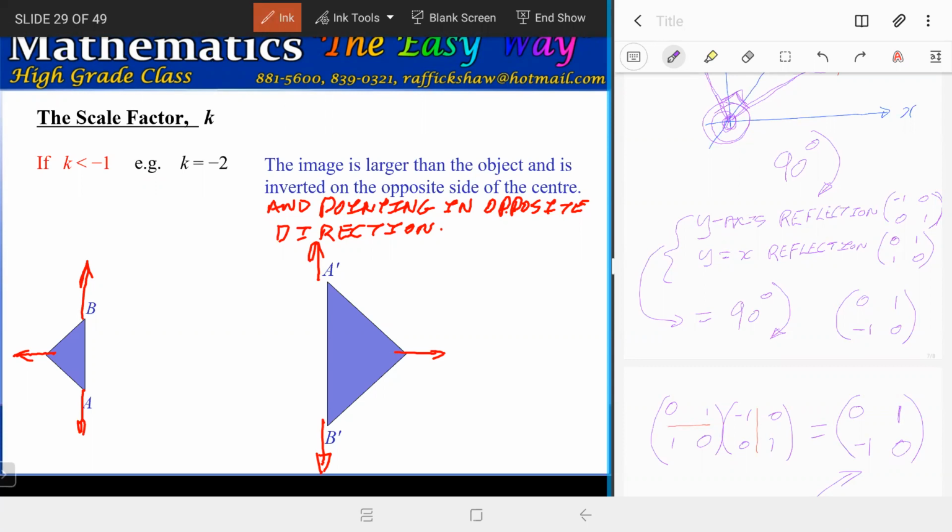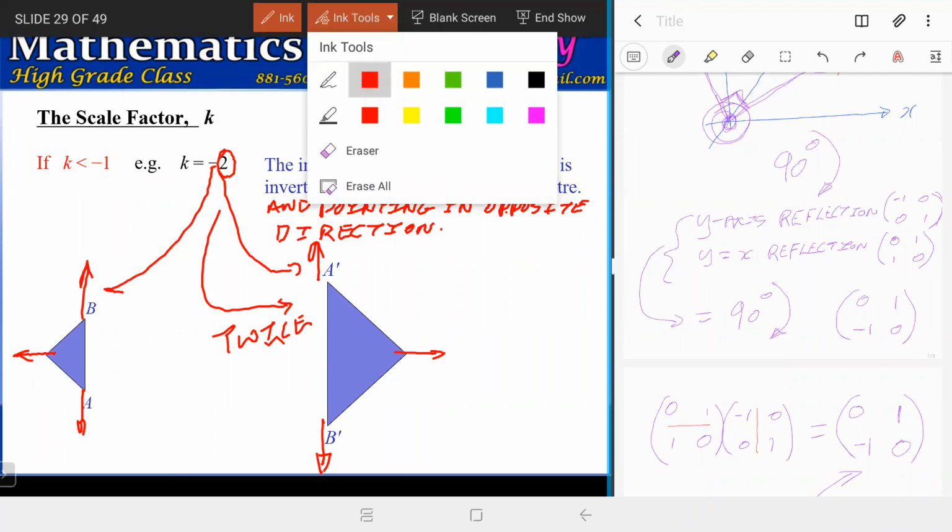So the 2 makes it twice as large, twice the size. That's what the 2 does. But the negative is what is causing the pointing in the opposite direction, and so it is inverted.